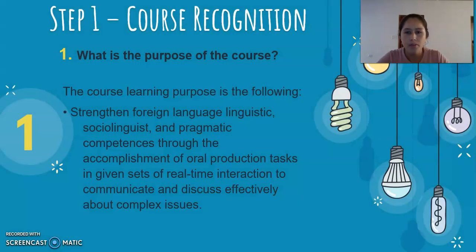Step 1. Course recognition. What is the purpose of the course? Strengthen foreign language, linguistic, sociolinguistic, and pragmatic competence through the accomplishment of oral production tasks, engaging in real-time interaction to communicate and discuss effectively about the complex uses.